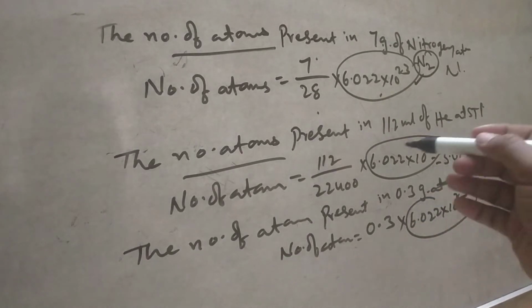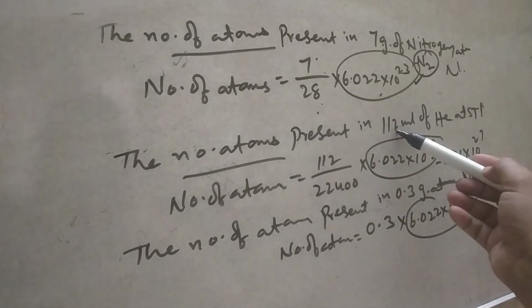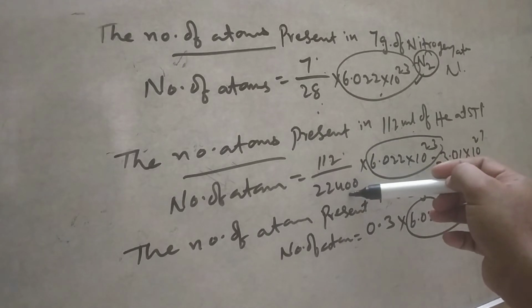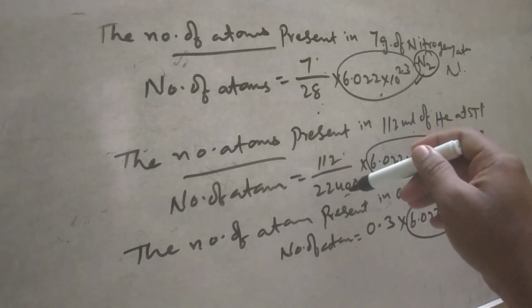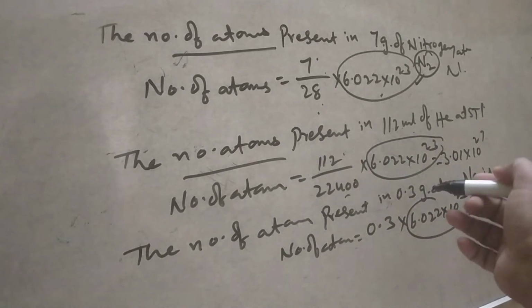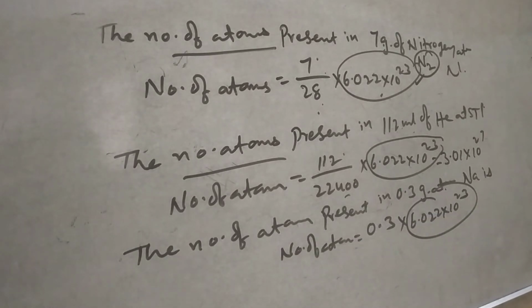Whether it is grams, then it is weight by gram molecular weight. If it is a volume, then you take the respective volume: if it is ml, then 22,400 ml; if it is liters, then you take 22.4 liters. If it is gram atoms, which is nothing but moles, then you have to take 0.3 multiplied with the Avogadro number.